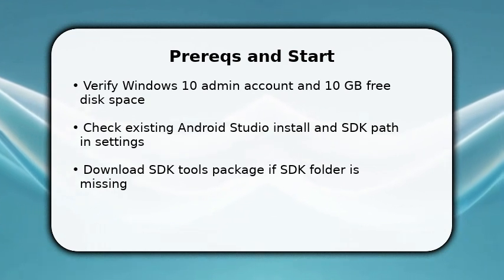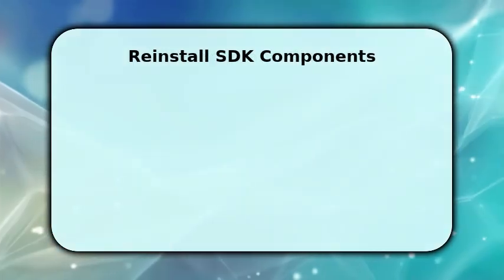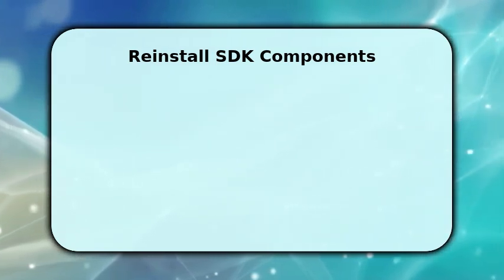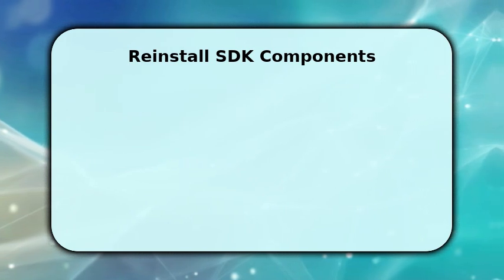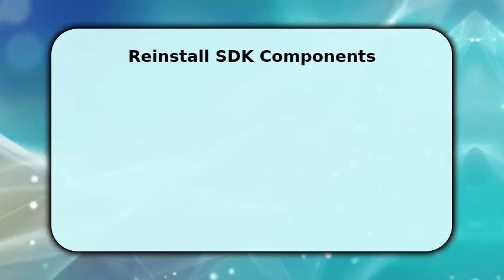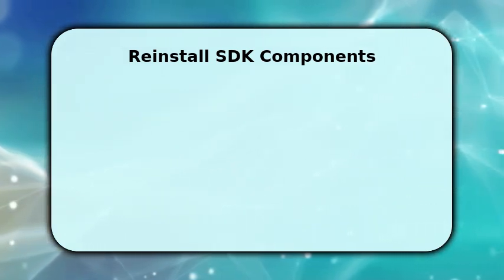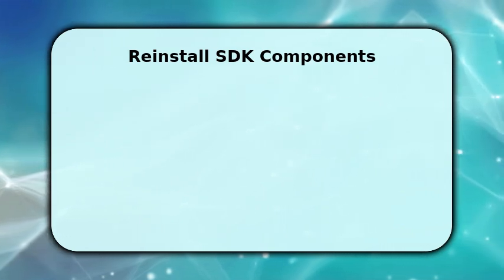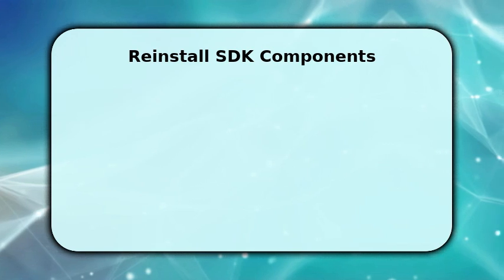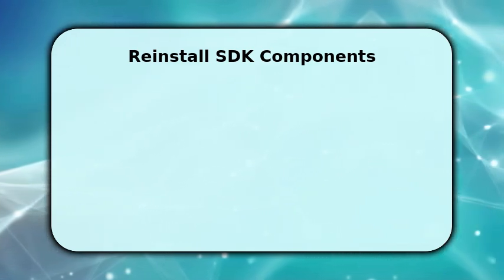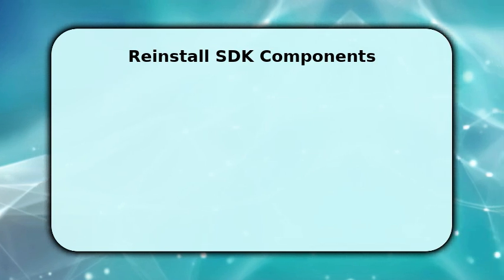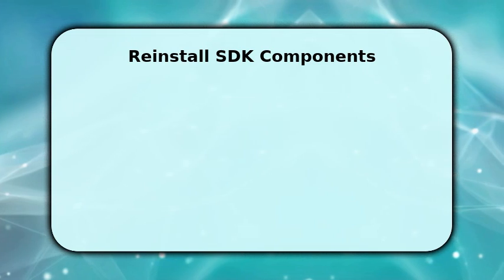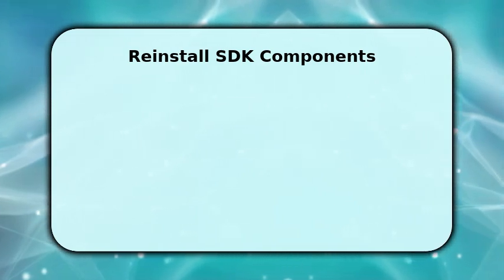Next, you reinstall key SDK components. Open SDK Manager and select Platform Tools, SDK platforms for your target API, plus matching build tools. Apply changes. Then set environment variables. Create ANDROID_HOME pointing to the SDK folder and append %ANDROID_HOME%\platform-tools to Path so command line tools work. If the GUI fails, run the command line SDK Manager from the command line tools. sdkmanager install platform-tools.